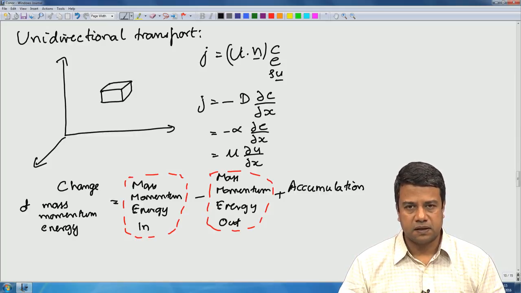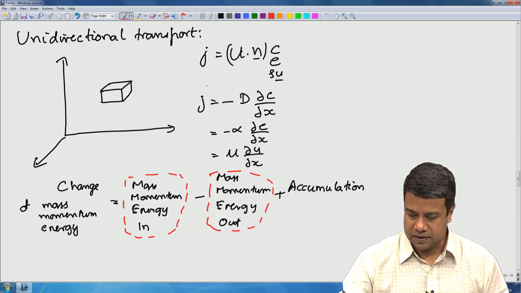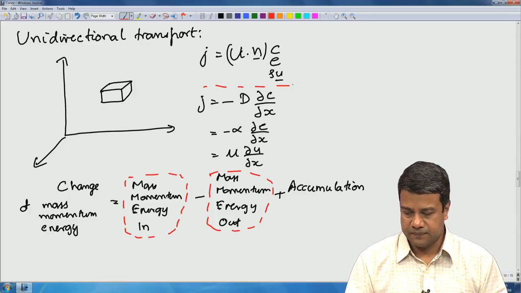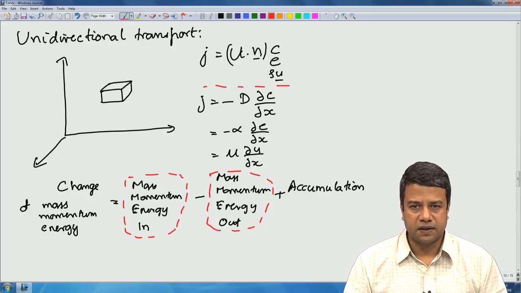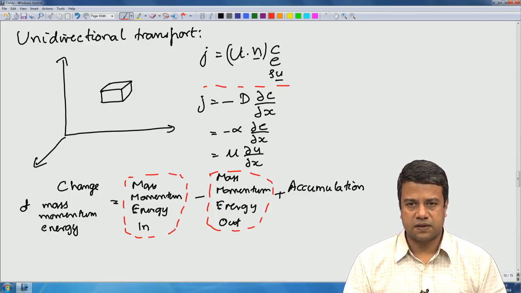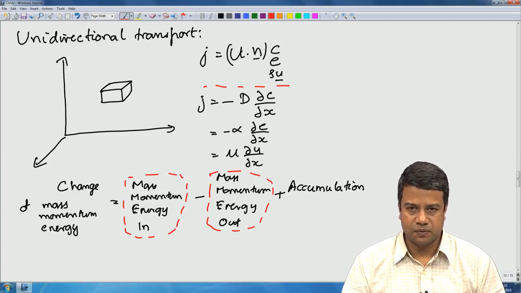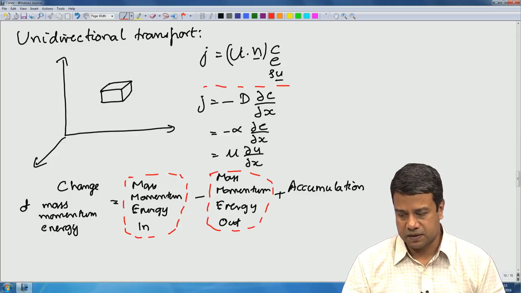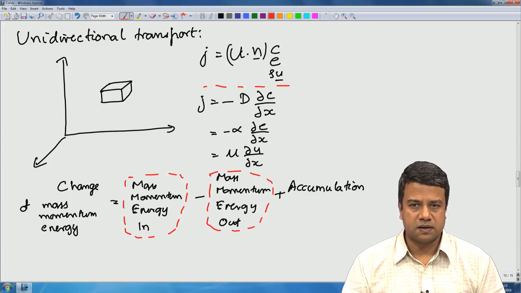Okay. There are two broad categories of transport. One is convection, which is due to the mean fluid flow, and that convective flux, the flux per unit area, the amount transported per unit area per unit time across a surface, is just equal to the fluid velocity perpendicular to the surface times the density of what is being transported, the concentration, energy, or momentum.